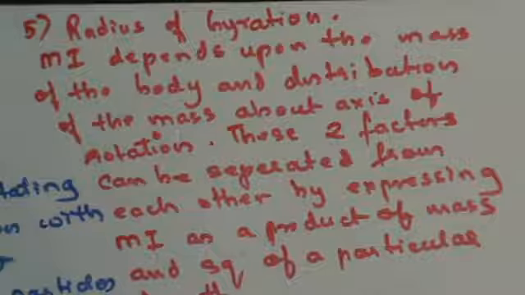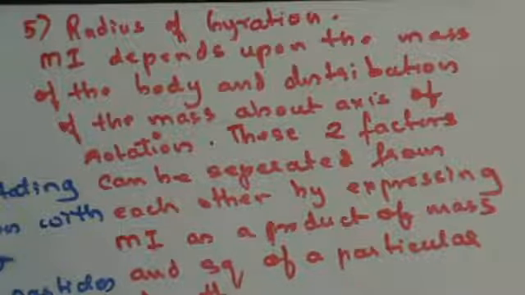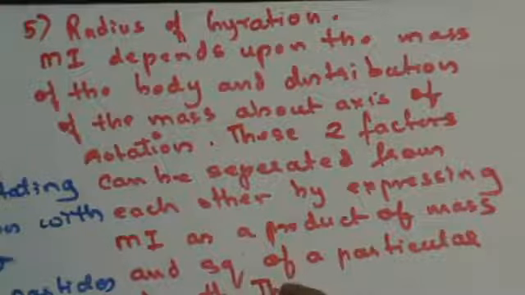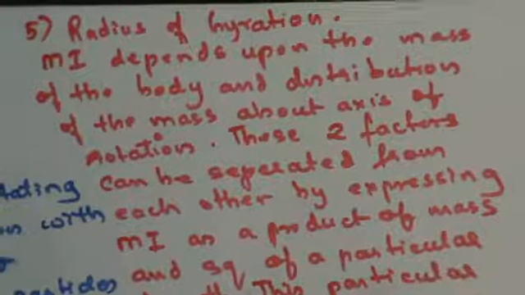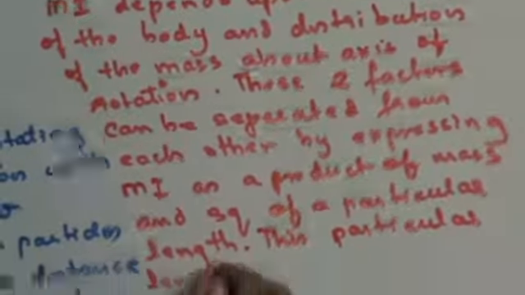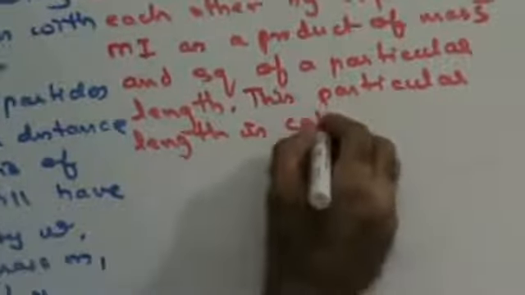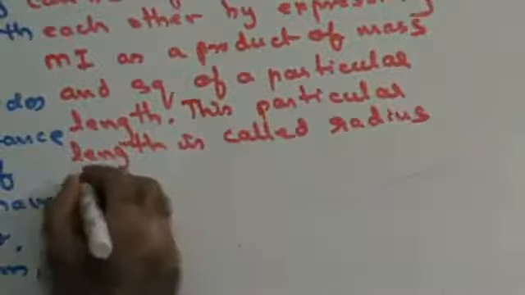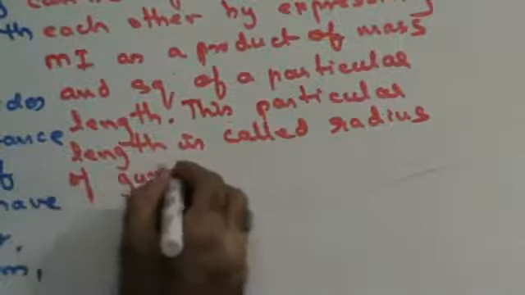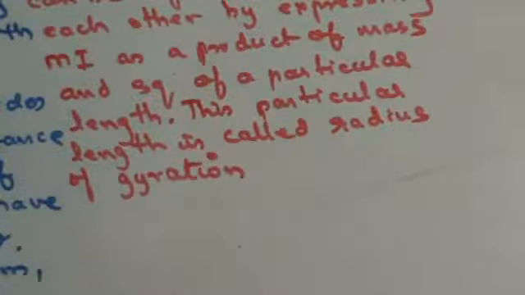Right? Now this particular length is called the radius of gyration. Fine, do you get the thing there? So do you understand what is radius of gyration?